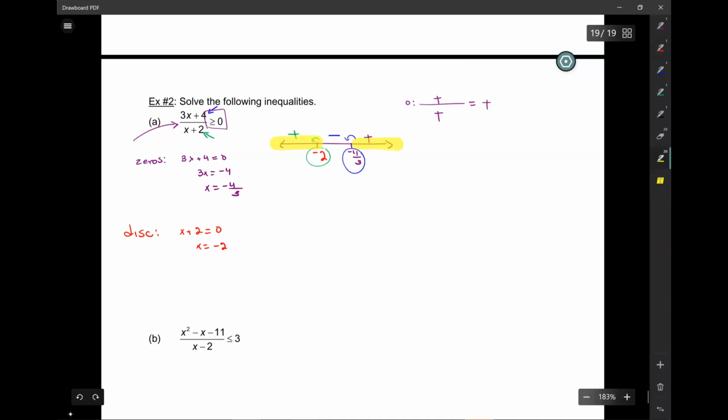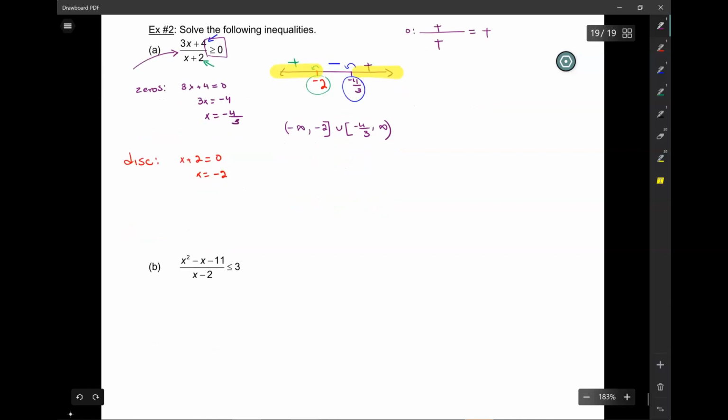And because it's greater than or equal to, we're going to do brackets. So the leftmost region is -∞ to -2. And then the other region is -4/3 to infinity. Okay, last one.